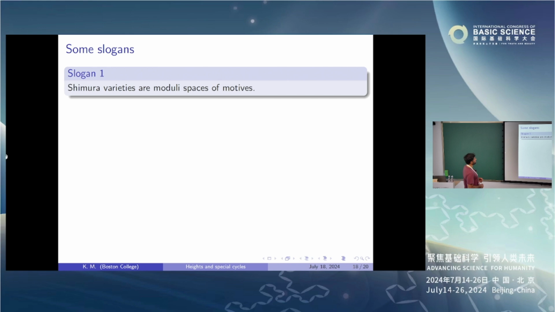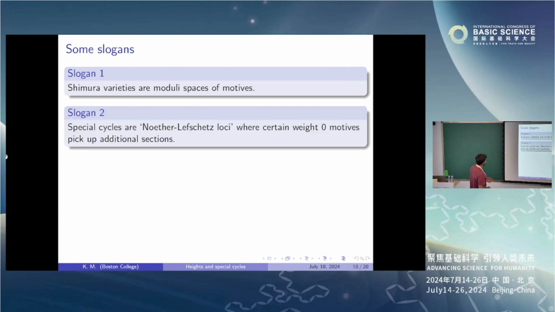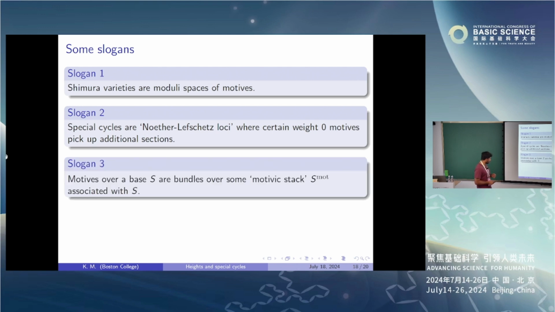Let me just leave you with some slogans that I find helpful when I think about this story. First slogan: Shimura varieties are a moduli space of motives. That's a way to think about them. Second slogan: these special cycles are Noether-Lefschetz loci where certain weight zero motives pick up additional sections, so you have additional endomorphisms. There's an analog in moduli of K3 surfaces, where you pick up additional Picard classes, and so on.